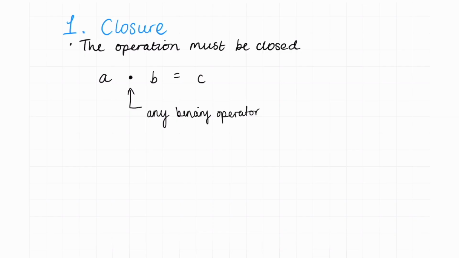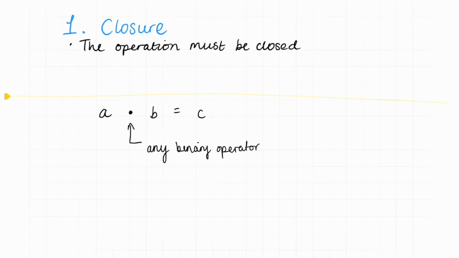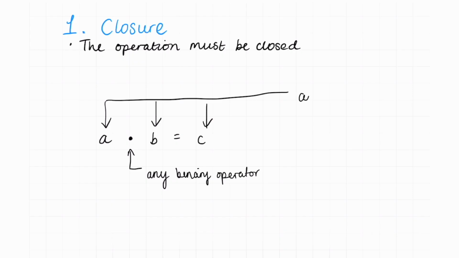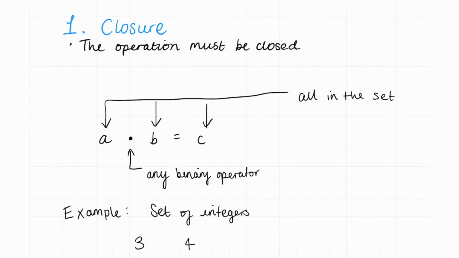So A, B, and C must all be in the set. Again, as always, this is best explained with an example. Let's take the set of integers. Specifically, let's take 3 and 4. So here, A equals 3, B equals 4. And we're going to use the addition operator. So we've got the set of integers equipped with the addition operator. If we do 3 plus 4, that equals 7. Is 7 in the set of integers? Yes. So therefore, the set of integers equipped with the addition operator does have closure.